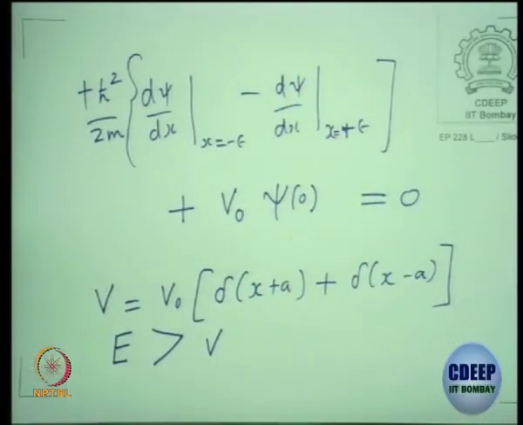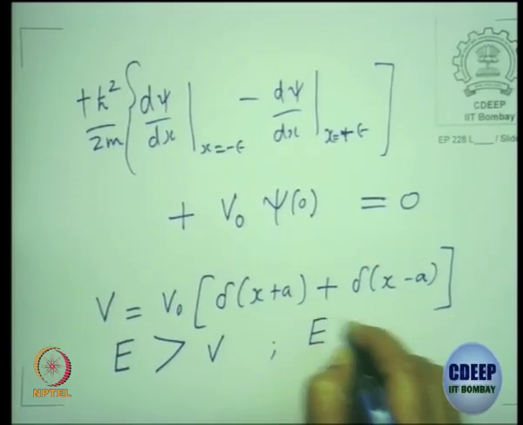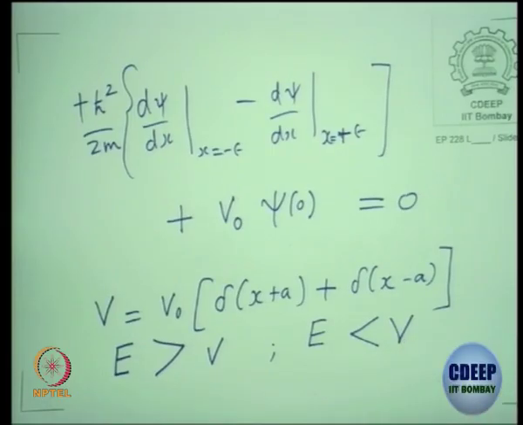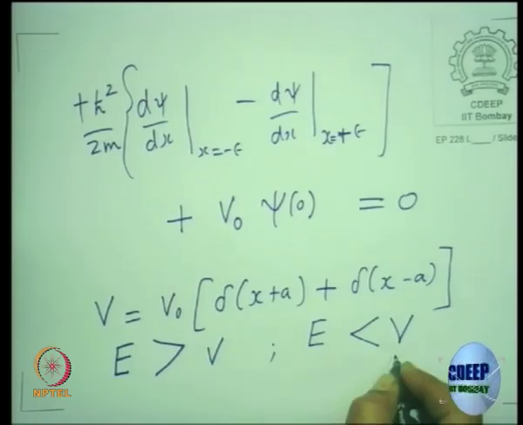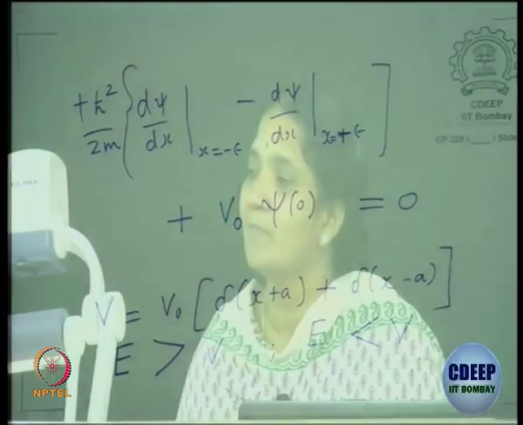So there are two regimes. If the energy of the particle is greater than V, you have the scattering states possible, you have the states which are transmitted. And there is another regime, which is energy of the particle less than V. Okay. So these are the two regimes which you might have. This is what you would call the condition for getting bound states. Right.